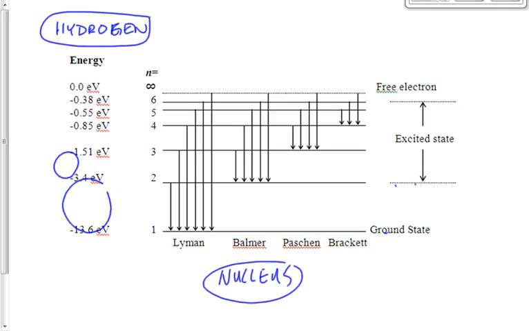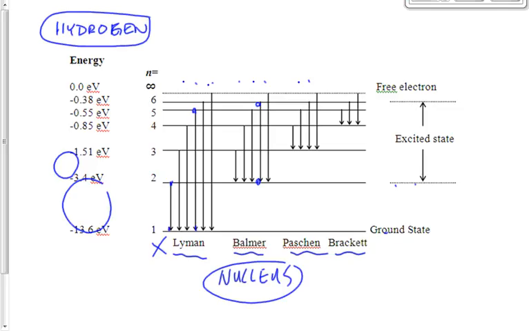Now, what do these lines correspond to here? All these lines correspond to possible transitions that can take place from high levels to low levels. So we could get an electron transitioning from level 2 to level 1, or from level 6 to level 2, or from level 5 to level 1, so on and so on. Each of those sets of transitions has names associated with them, although you don't need to remember those names. Okay? That's just for perspective here.